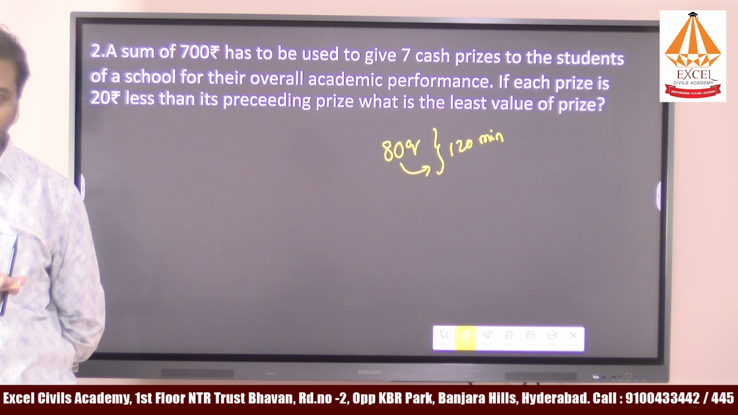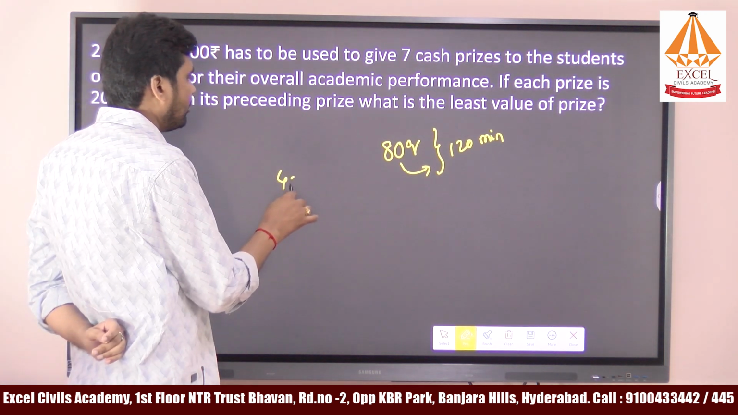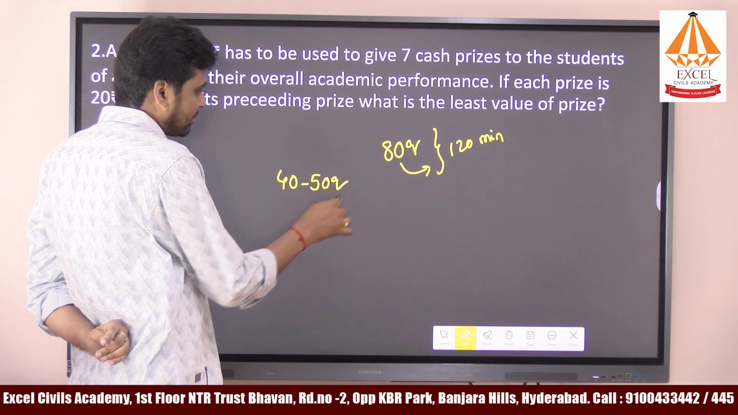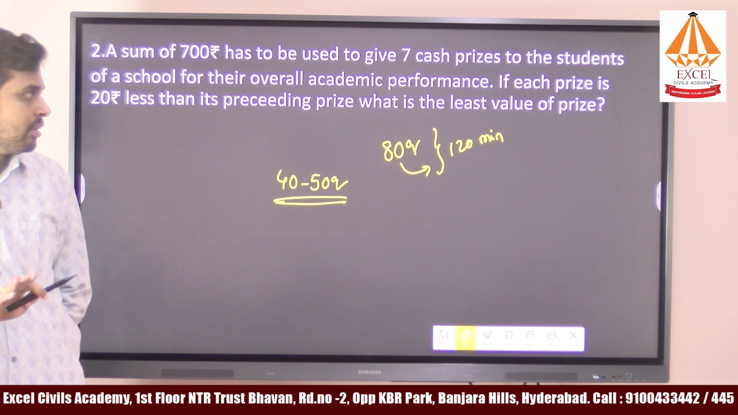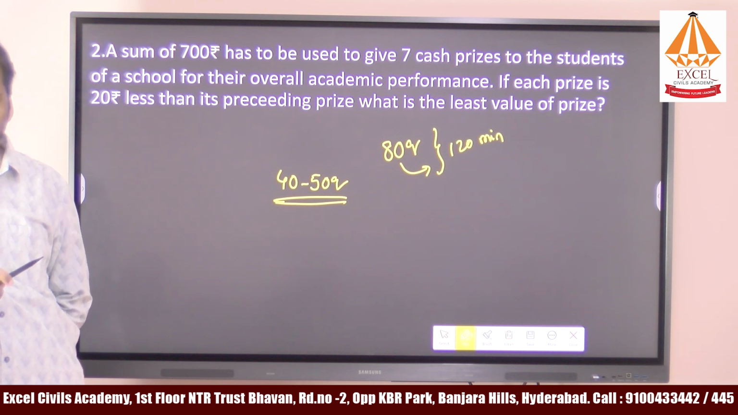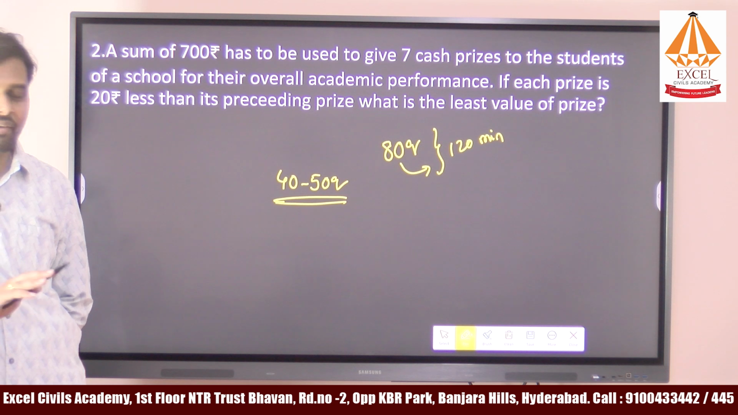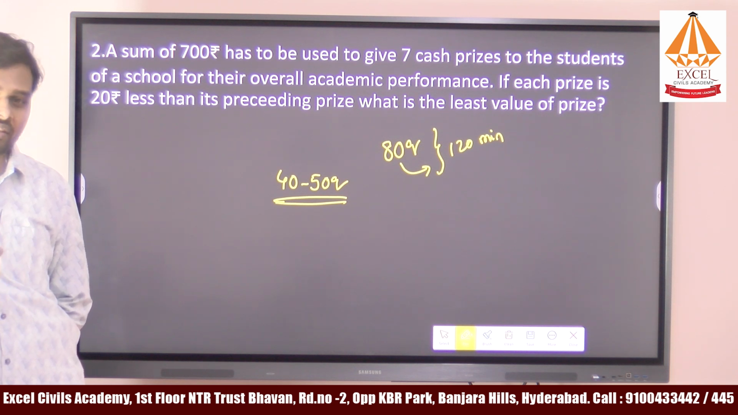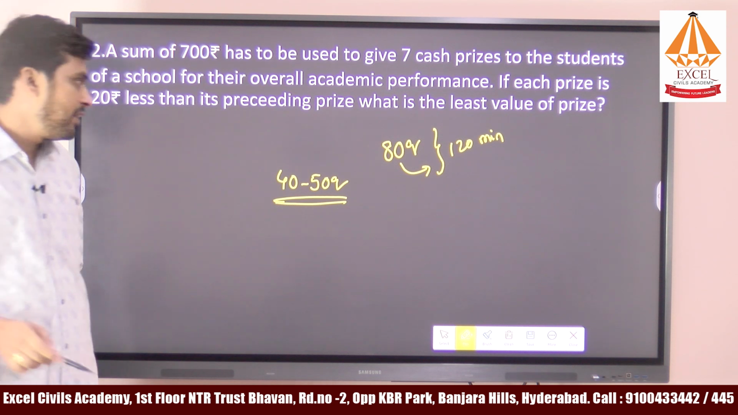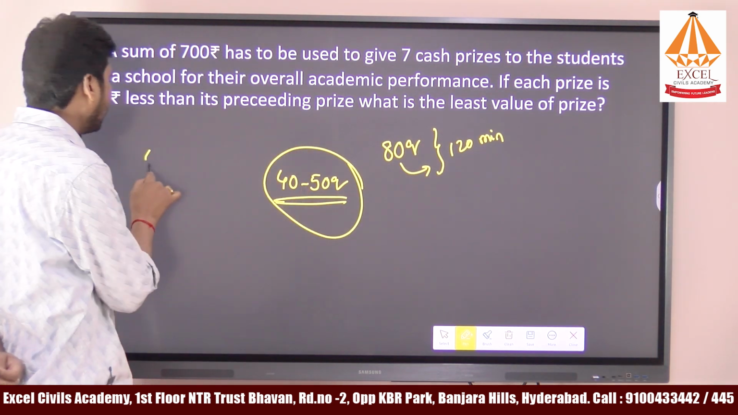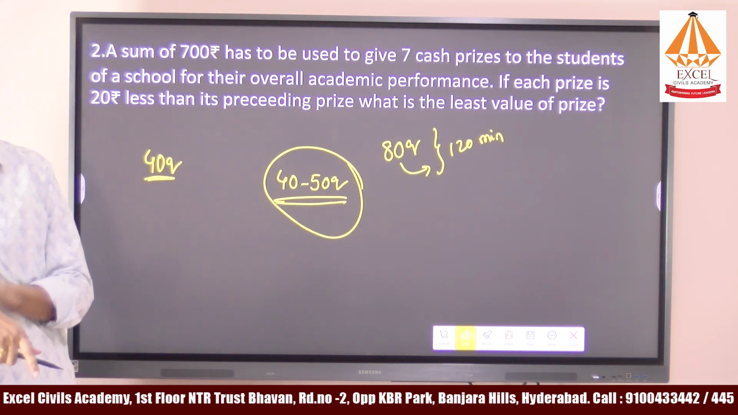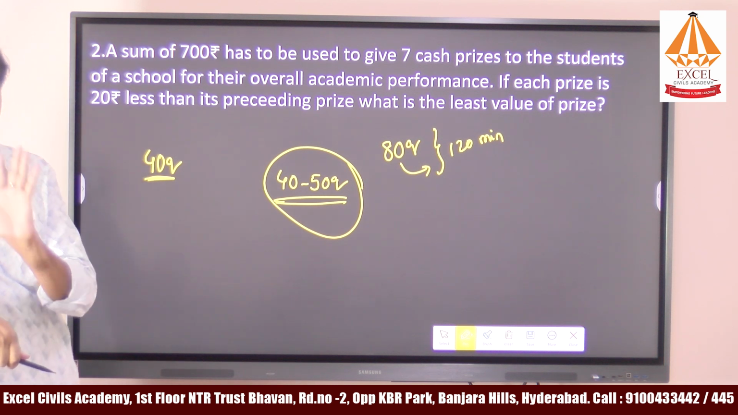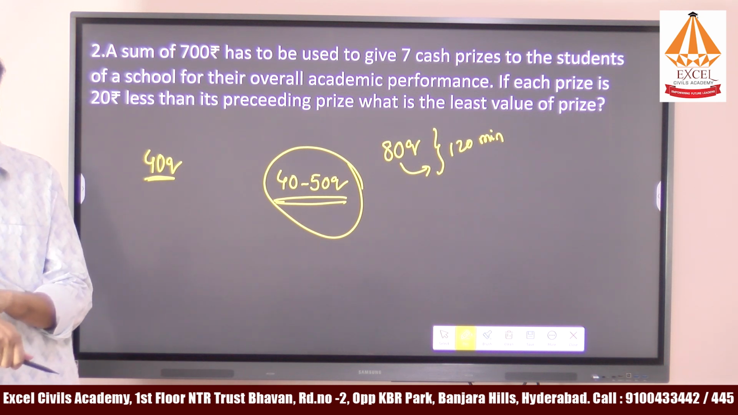On an average, 40 to 50 questions is the average number of questions attempted in CSAT. Only 1 to 2% of the students can cross 50 questions, but on an average any student can attempt 40 to 50 questions. Suppose you attempt 40 questions. Since we have negative marking, accuracy is also important. Let's say you attempt 40 questions with 90% accuracy.